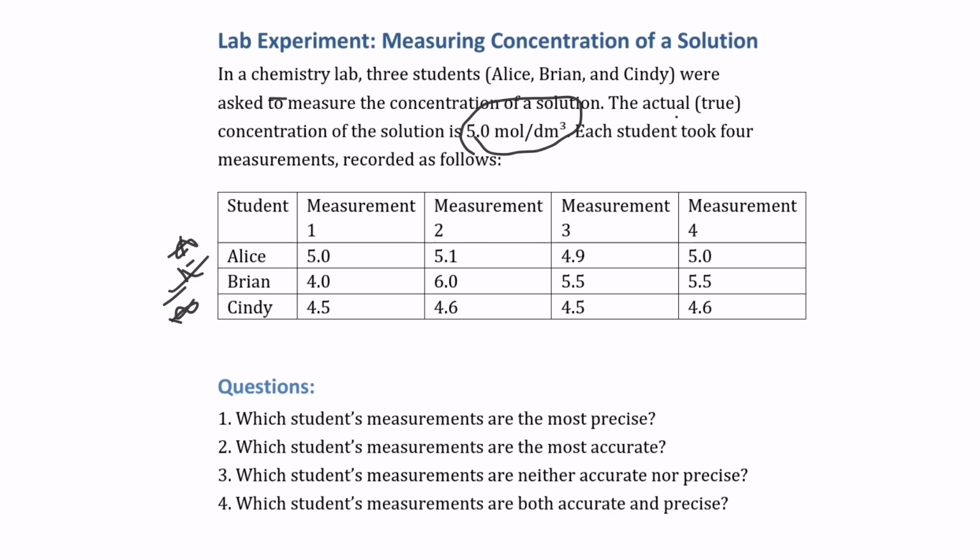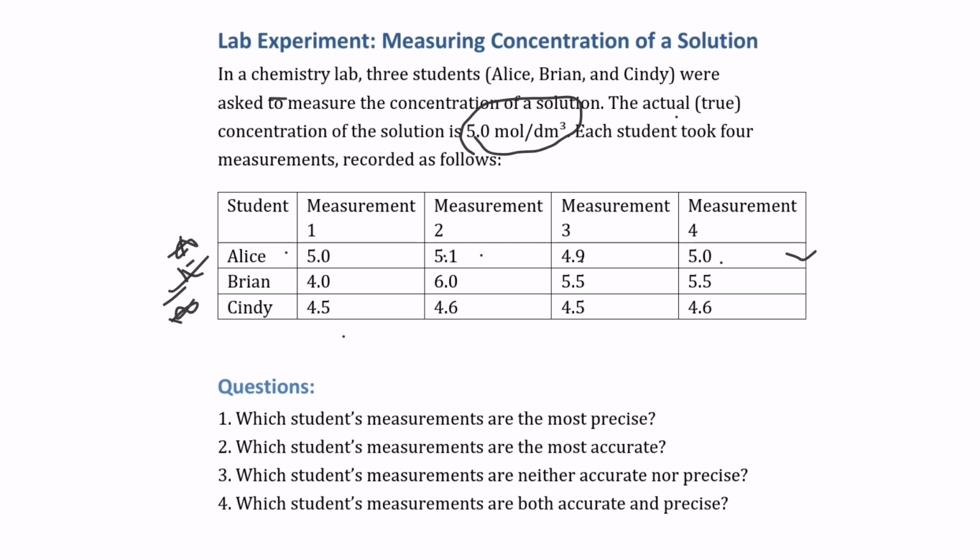Now the question is, which student's measurements are the most precise? When you look at this, precise means how close the measurements are to each other. Let's start with Alice: 5.0, 5.1, 4.9, 5.0. These measurements are close to each other, so you put a mark for Alice.